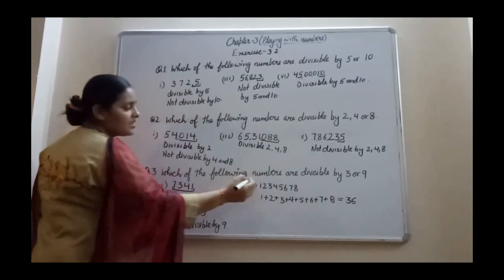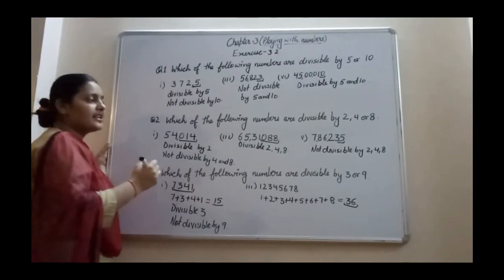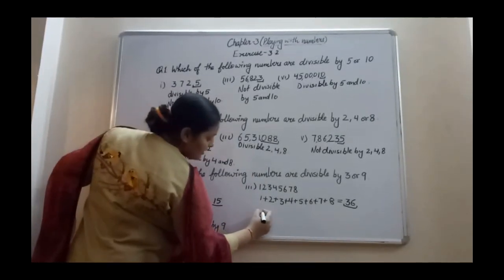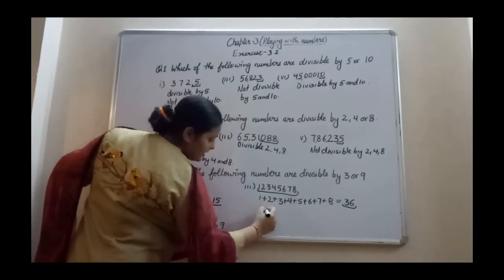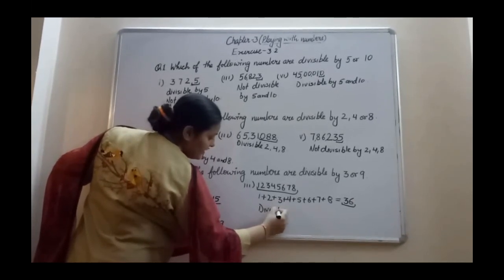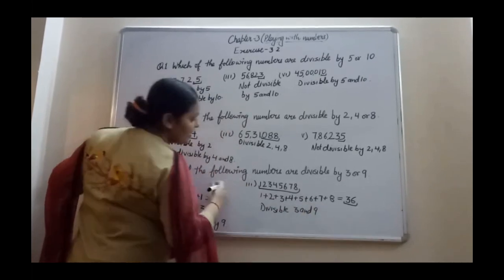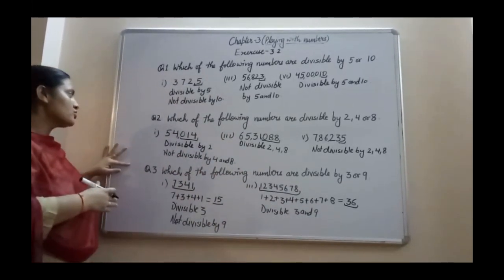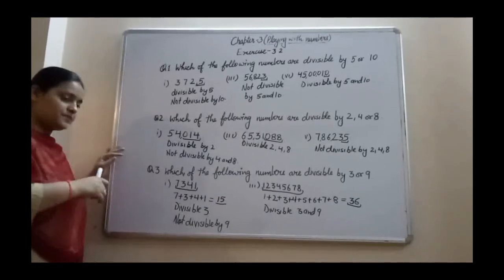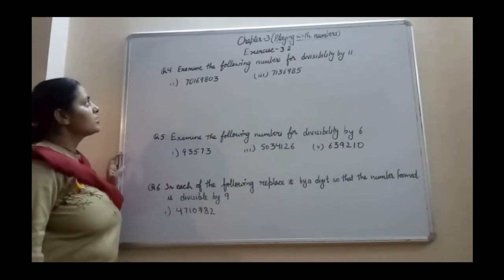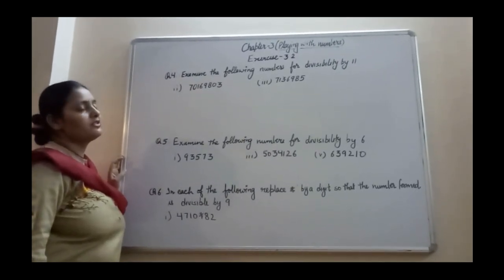So clearly we can see that 36 came in the table of 3, means it is divisible by 3 as well as 9. So we can say that this given number is divisible by 3 and 9. So similarly we can do the rest of the given questions also by applying all the rules. So students, our next question number 4 is: examine the following numbers for divisibility by 11.